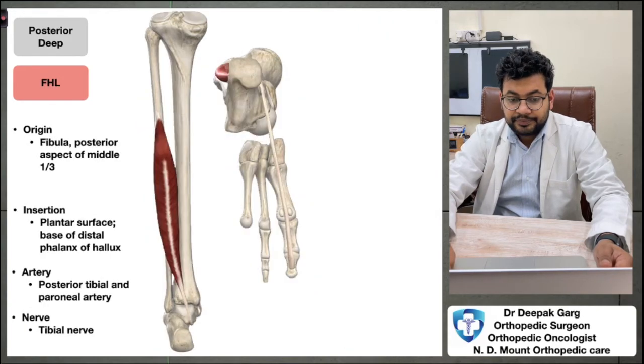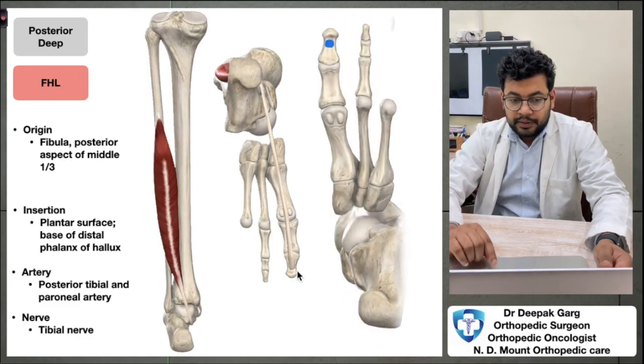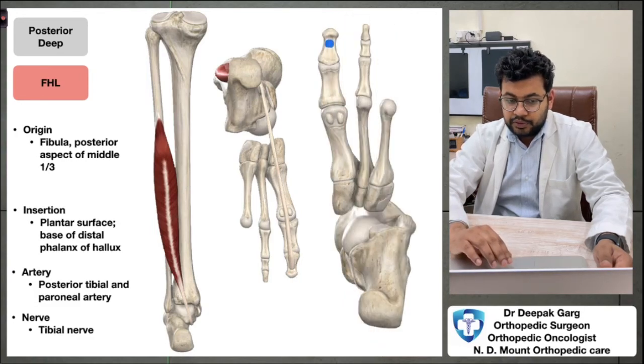We can see that. So this is the last muscle of the posterior compartment, the flexor hallucis longus muscle. It has an origin from the middle of the posterior aspect of the fibula, and will pass through the tarsal tunnel, will travel straight and has an insertion over the plantar surface of the base of the distal phalanx of the great toe.